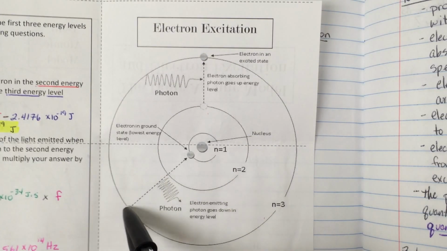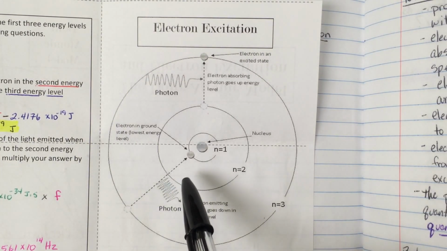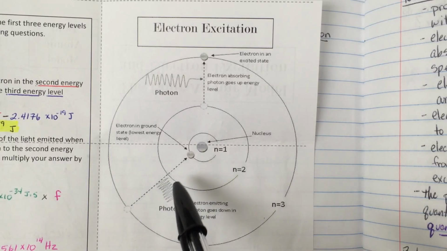So each time that an electron goes from one energy level to another, it's going to give off a particular wavelength of light that corresponds to the amount of energy that it's losing.